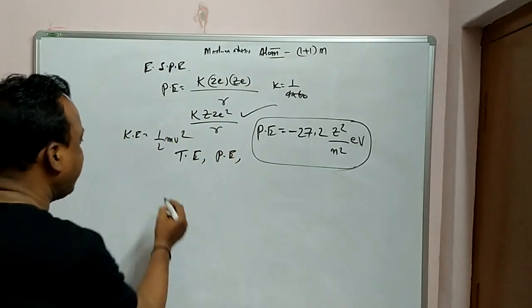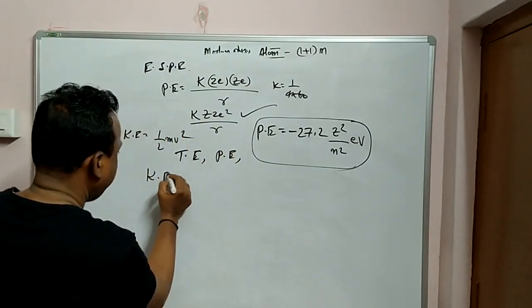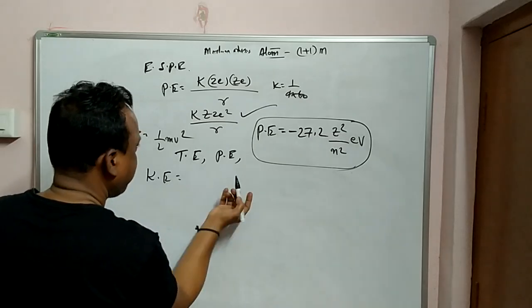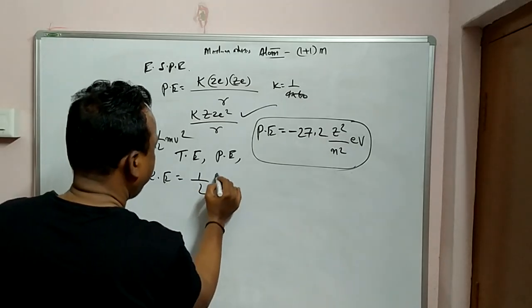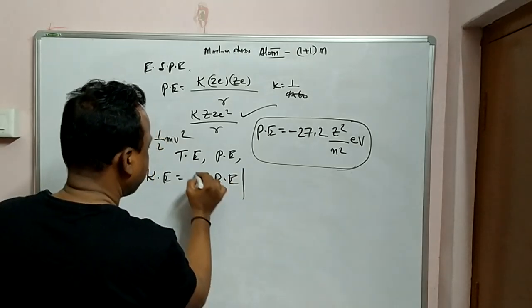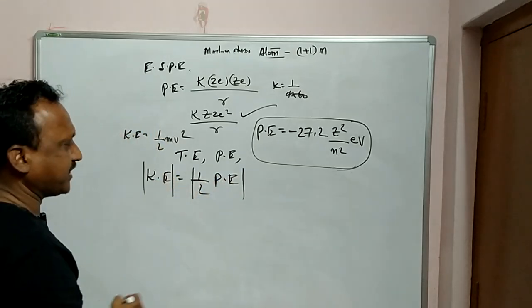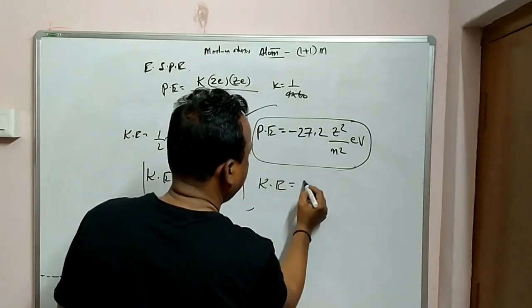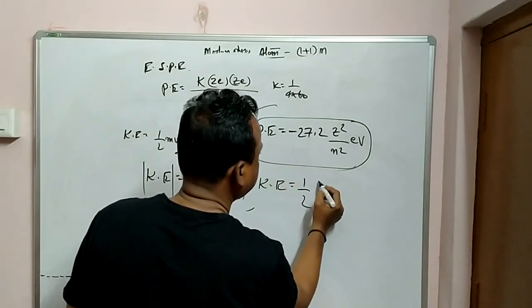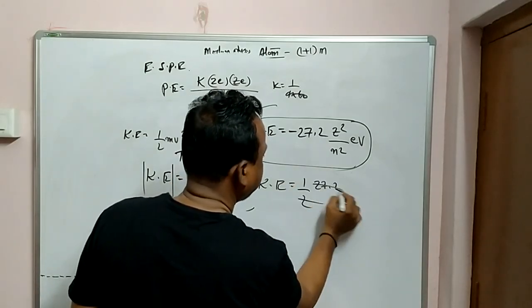In the same way, kinetic energy KE is nothing but, I am talking about magnitude, half of the potential energy. Therefore, because kinetic energy cannot be negative, half of the magnitude, that is 27 point how much?